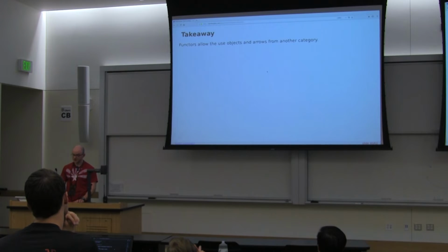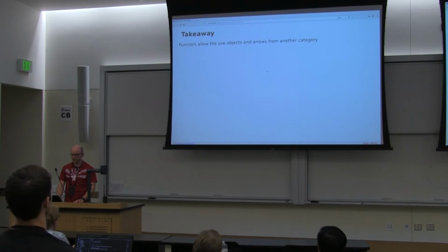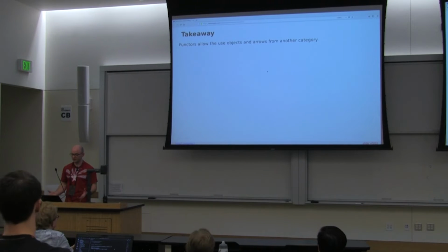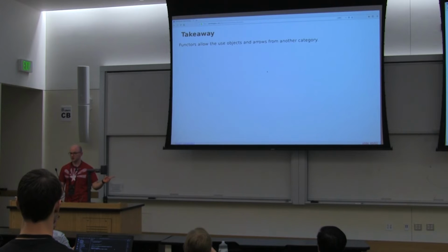So the takeaway here is functors are really useful if we have multiple categories and we need something from another category in the one that we're working with.